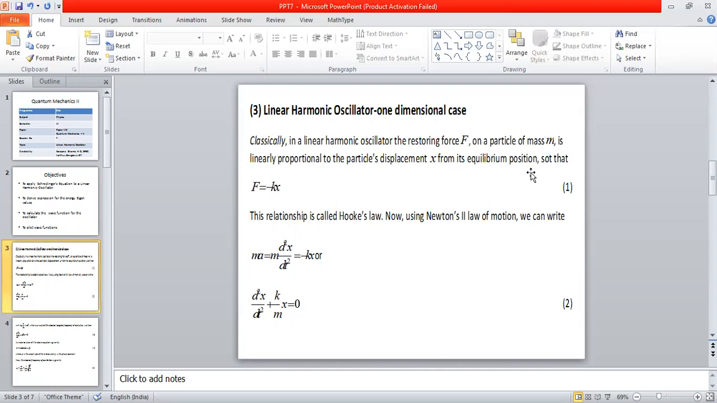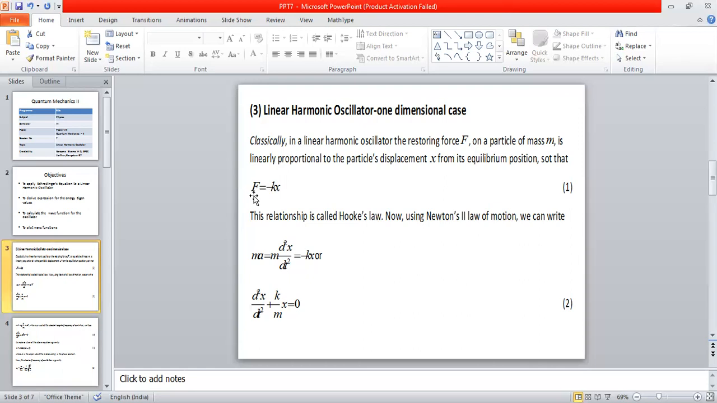Suppose we have a particle in the equilibrium state. If we push or pull the particle in any one direction, either in the positive x direction or in the negative x direction, the particle is acted upon by a force called the restoring force. The manner in which the restoring force varies is such that the force is directly proportional to the displacement, and the force is always directed opposite to the direction of the displacement.